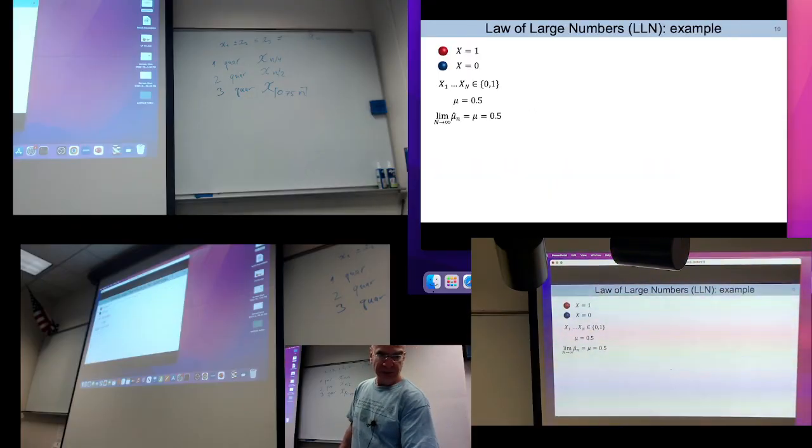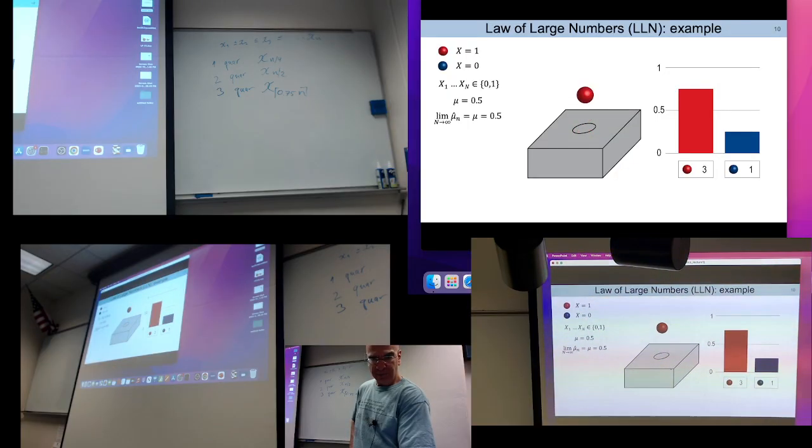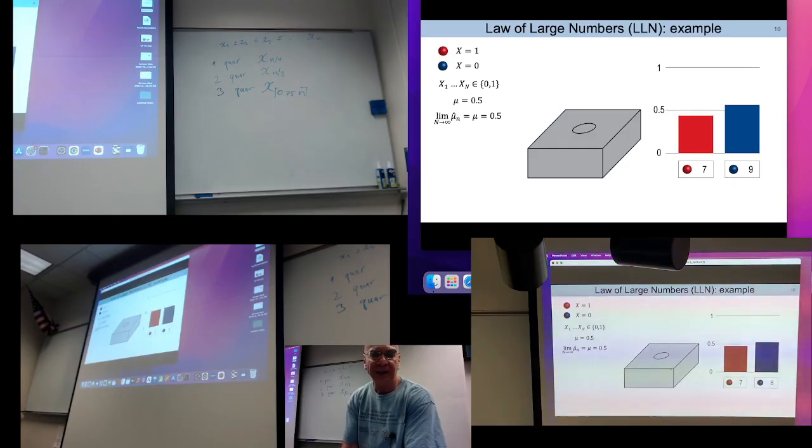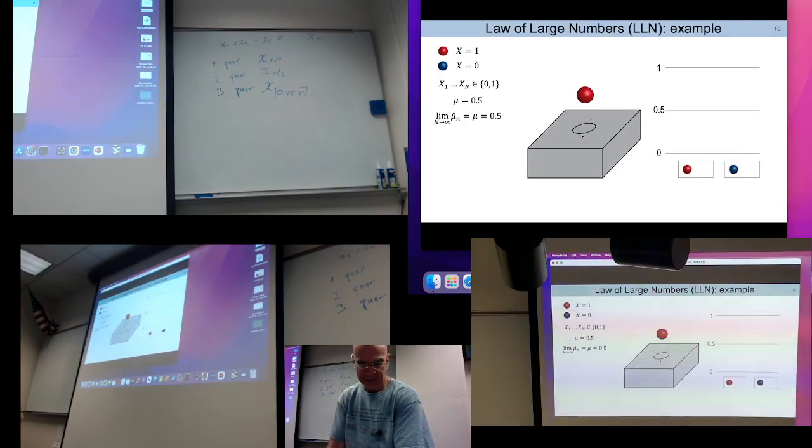Law of large numbers, nice visualization. We are pulling either a red ball or a blue ball from the set, and there is some fraction of blue balls and red balls out there. As we continue and ask how many red balls and how many blue balls we have in the sample, in the limit, we will get that it's half and half.